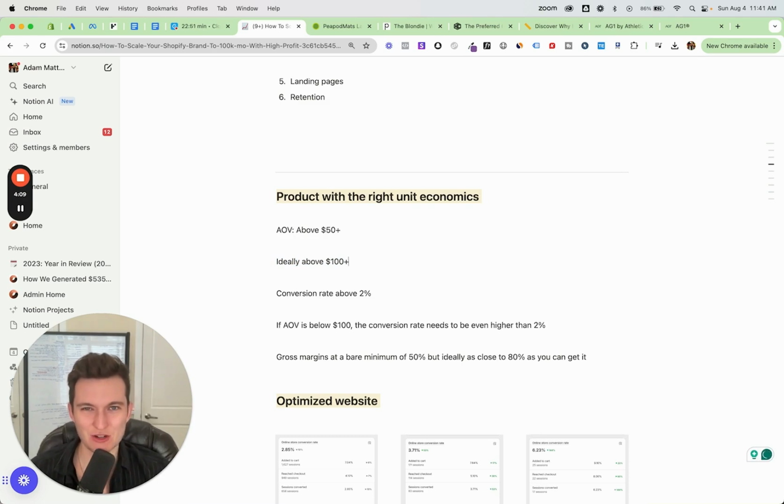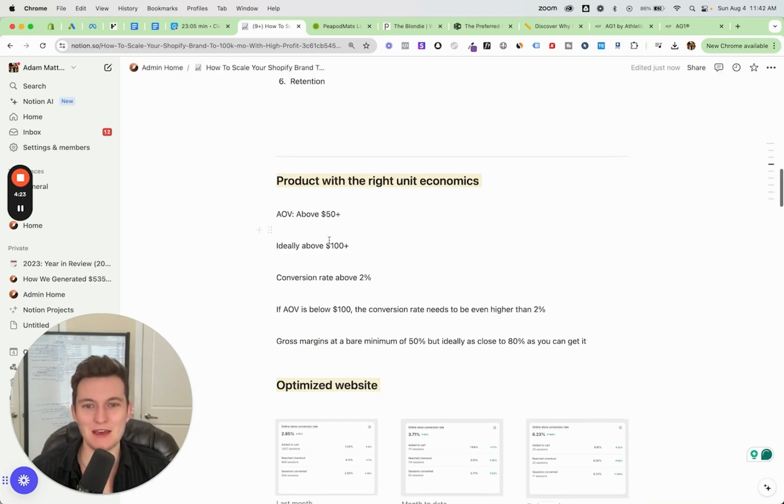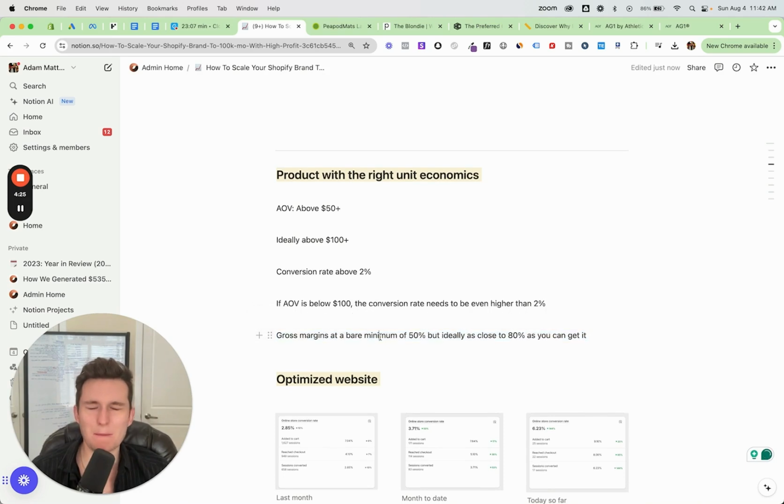Like our average cost per acquisition last year was about $21 on Meta. So if you look at that, with the AOV above around $50, you're not really too profitable. But with around $100, things start to get more interesting. Okay. And then in terms of the gross margins, I'd say a bare minimum of 50%.